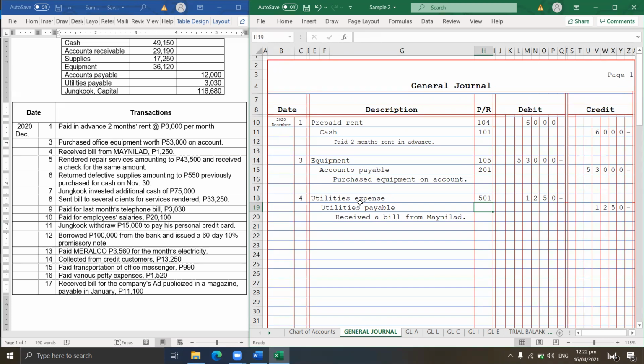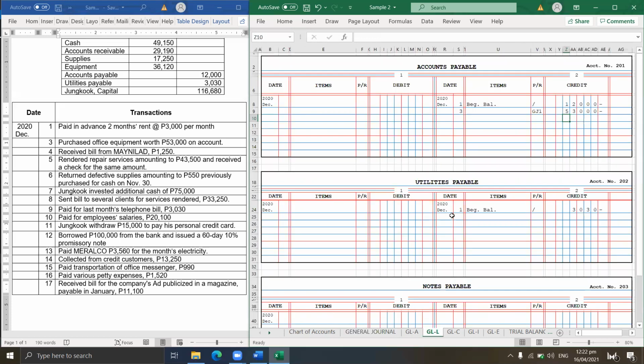So utilities payable is a liability. So let's take a look on the liability credit side. So you have utilities payable. Then that's on the date of December 4. Okay, so walang ilalagay sa items but the GJ, no? It's GJ number 1 pa rin. And then that's amounting to 1,250.